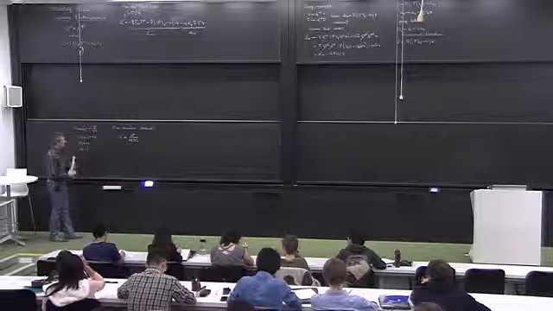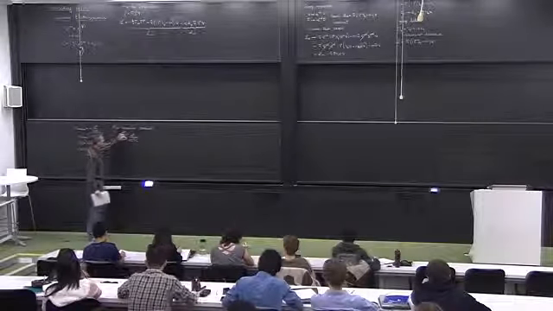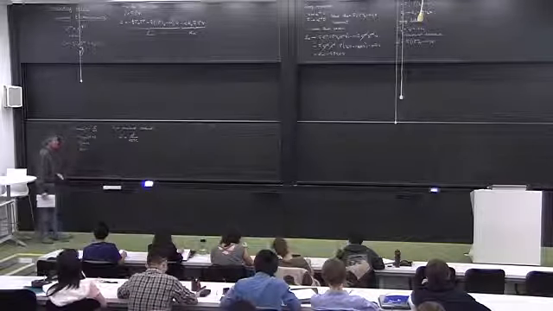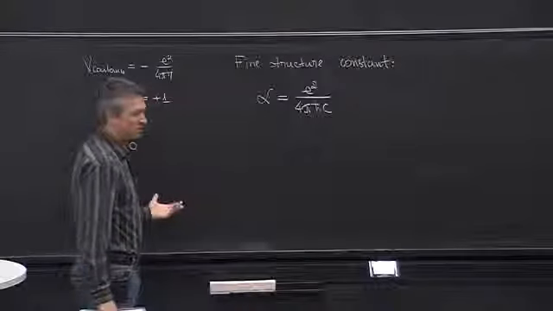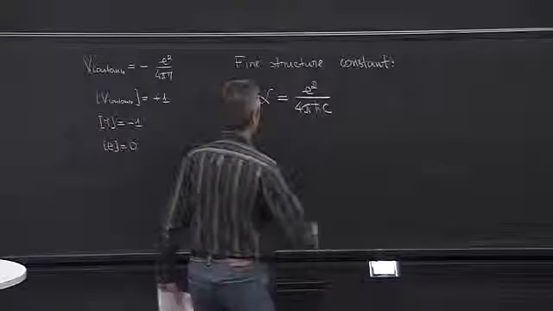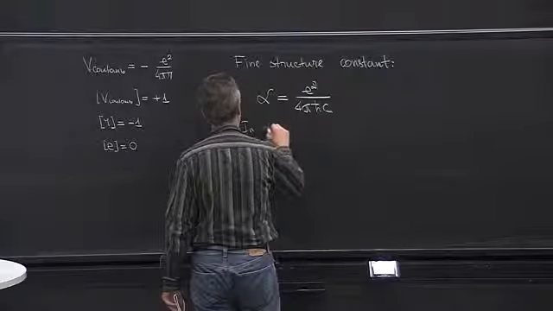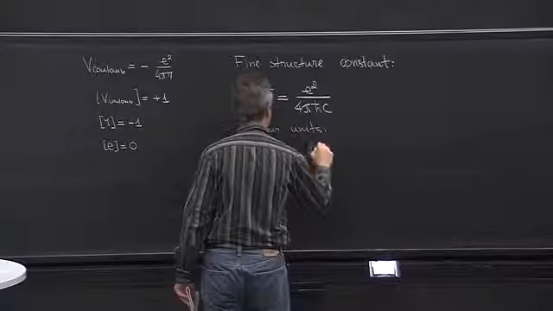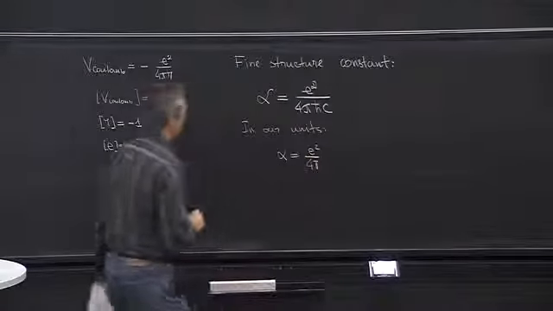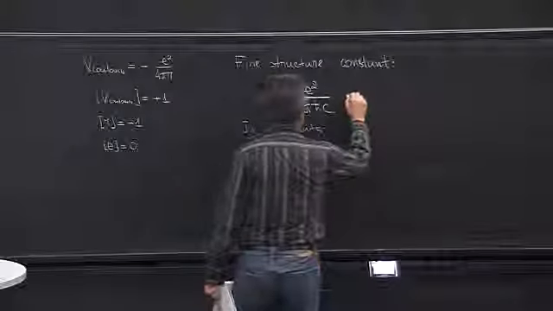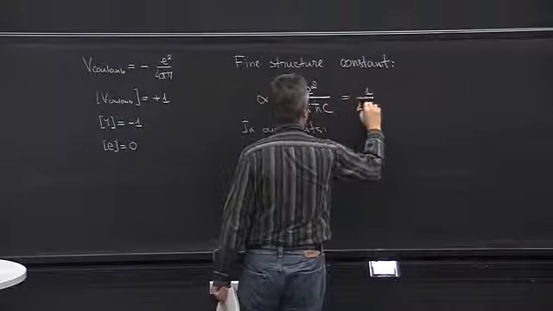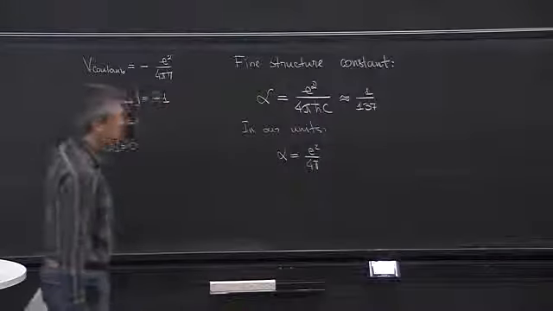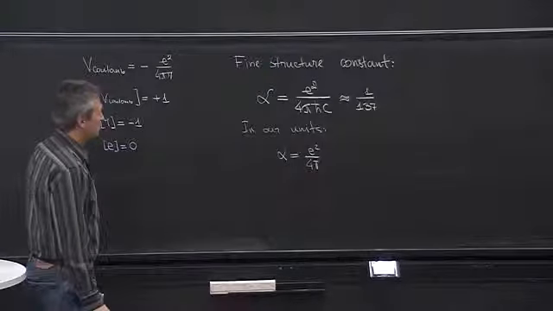In SI units, it's equal to e squared divided by 4 pi h bar c. So being dimensionless, this is just a number. So in our units, alpha is equal to e squared divided by 4 pi. Being a dimensionless number, it is approximately equal to 1 over 137. So it's a pretty small number.